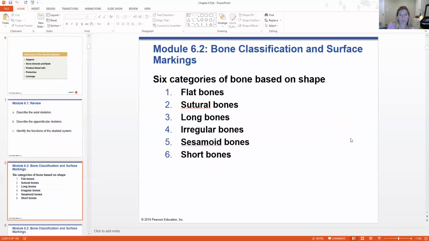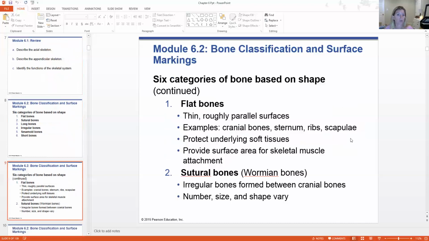Let's talk about how bones are classified. They're typically classified on shape and markings. They can be flat, sutural, long, irregular, sesamoid, or short. Let's take a look at flat bones first. Flat bones are typically thin, with parallel surfaces. This would be something like our ribs, our scapula, and our cranial bones. They sometimes look like cardboard, where they'll have a flat area, and then some junk in the middle, kind of like corrugated cardboard. They usually are there for protection, and they also provide an area for skeletal muscles to attach.